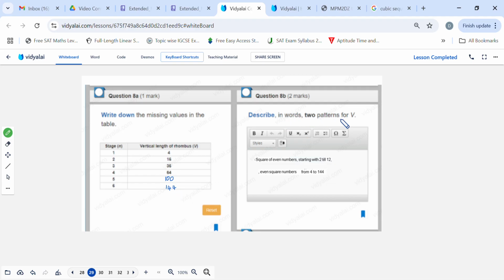Describe in words two patterns for V. This is question 8b. So here, as discussed earlier, squares of even numbers starting with 2 till 12 we can say, or we can also say that these are even square numbers from 4 to 144.